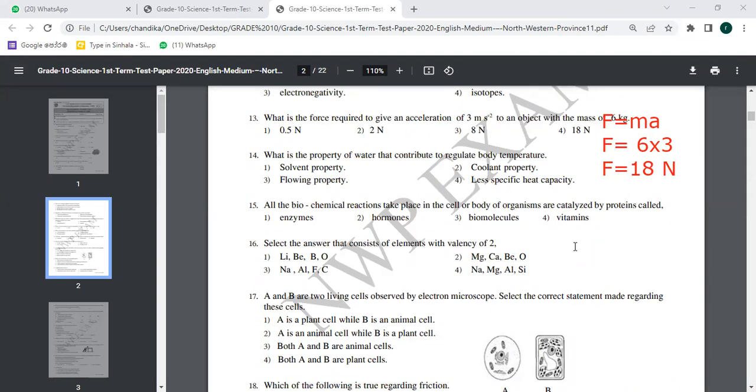Then 14th question. What is the property of water that contributes to regulating body temperature? Second one, coolant property. Correct. Coolant property is the answer, because water can cool down the body, no? When the temperature is going to increase, water has the ability to cool down. Therefore, water can maintain body temperature.